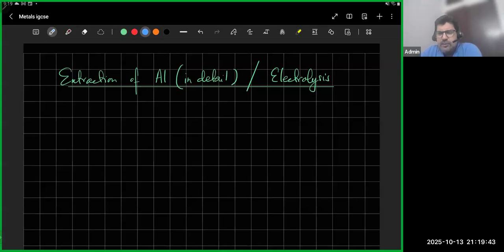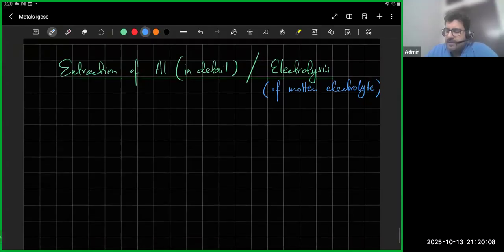Which is going to be very similar to what we just did with NaCl. It's in the same group. It's reactive, so only electrolysis would work, and also of molten electrolyte, remember. Which again is one of the most favorite big questions, which means it's going to be a 10, 15 mark question. The first thing is the raw material for the extraction.